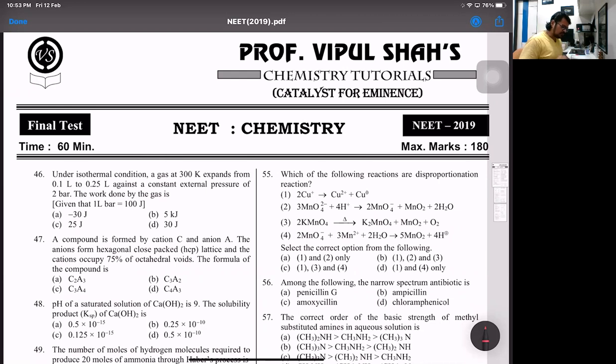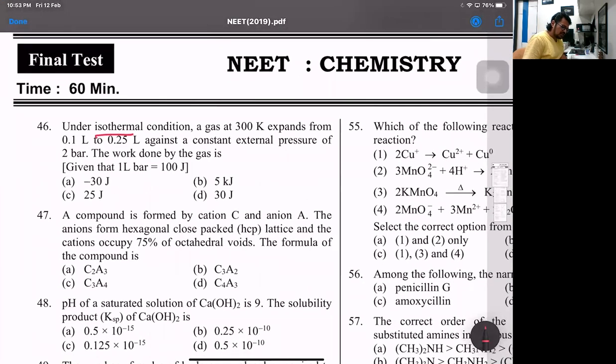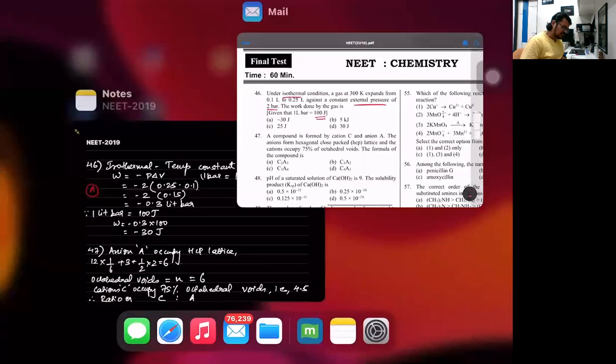Let's start here. The first one, that's the 46th one. Under isothermal conditions, temperature remains constant. A gas expands from 0.1 liter to 0.25 liters against a constant external pressure. Whenever the external pressure remains constant, we know the formula, W is minus P delta V. The external pressure is 2 bar. 1 bar is 1 atmosphere, so the work done will be in bar liters, and they have given 1 bar liter is 100 joules. It's a direct substitution formula.